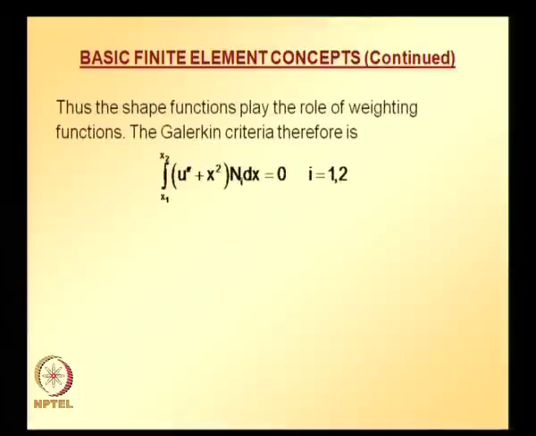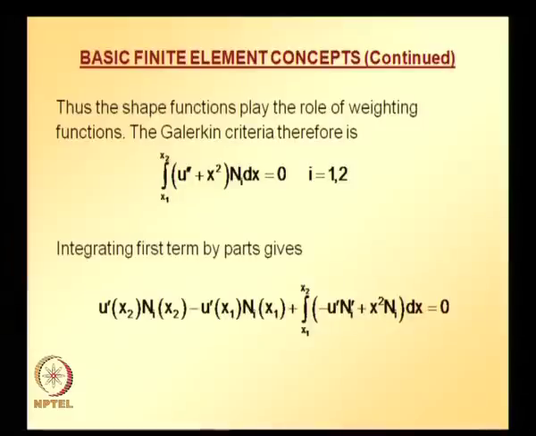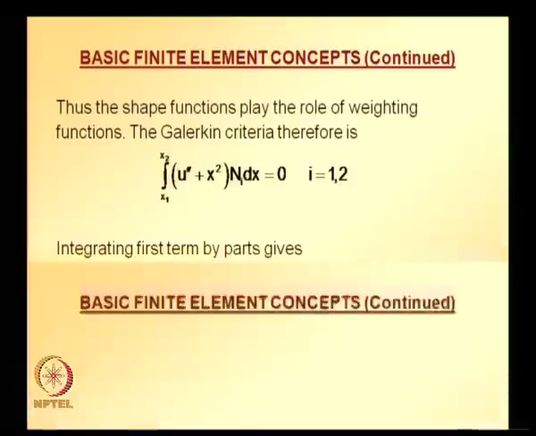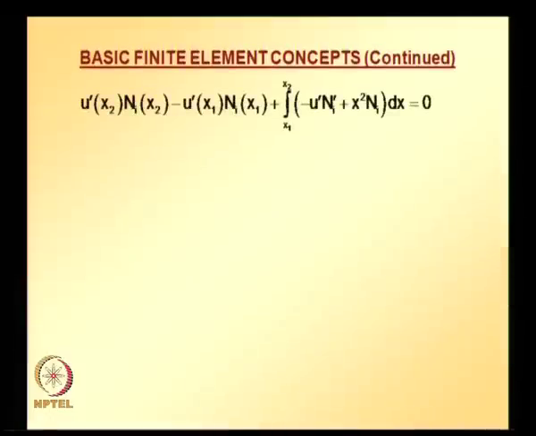You know the Galerkin criterion is like this: you integrate the given differential equation by multiplying with a weight function, integrated over the problem domain. Here there are two weight functions N1, N2, so you get two equations, with i taking values 1 and 2. Before we proceed, we can reduce the order of differentiation by using integration by parts, and this can be further simplified.